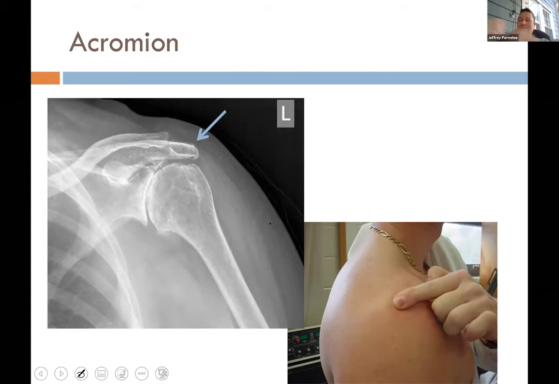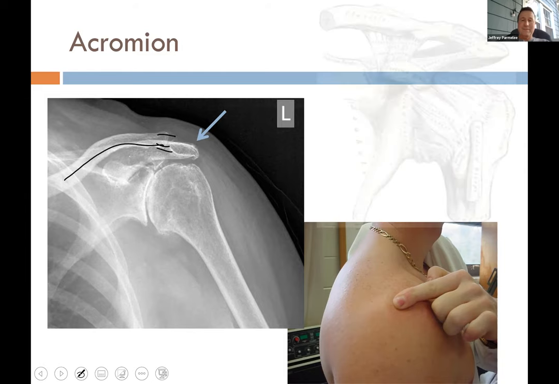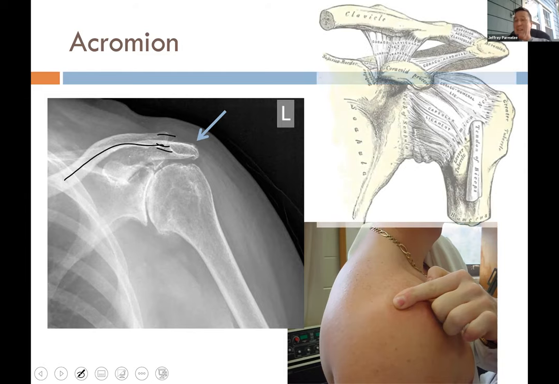So feel your shoulder and make sure you know, oh, okay, there it is, this is my acromion. It comes out and makes a roof over the shoulder joint. And that's where the clavicle will come. There'll be ligaments that connect the acromial end of the clavicle, as opposed to the sternal end. Lots of ligaments on here.